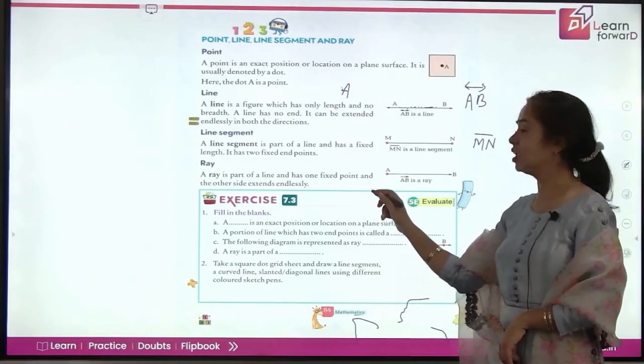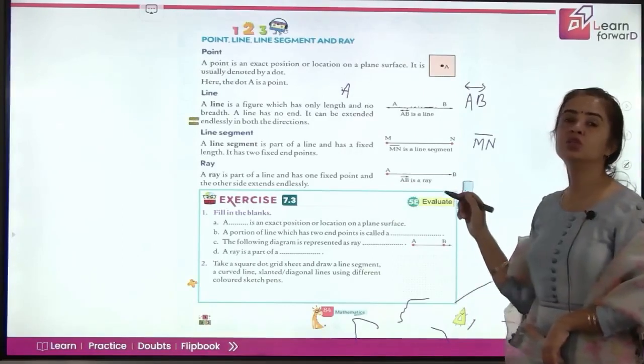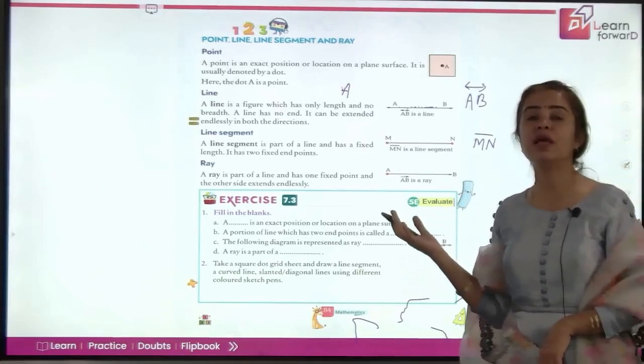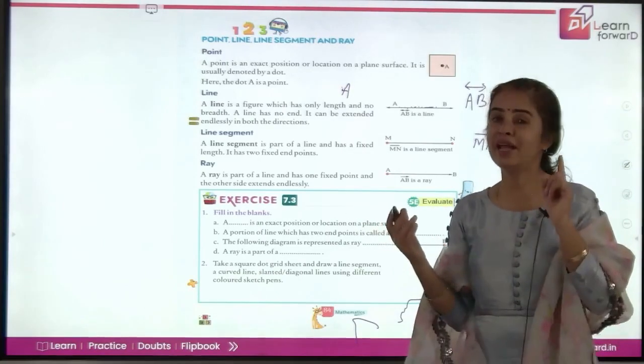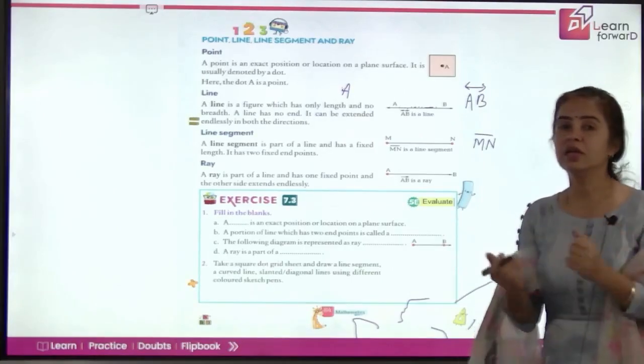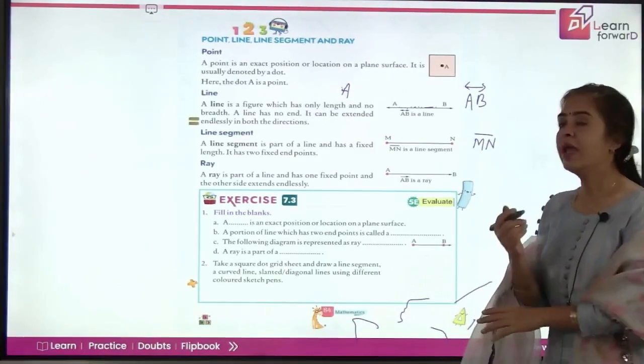This is the starting point, and the arrow on this side shows that it goes endlessly. So even a ray has no fixed length, but it has at least one fixed starting point, which is not there in a line. Okay. And how do you write this?